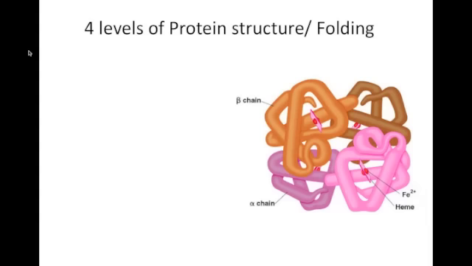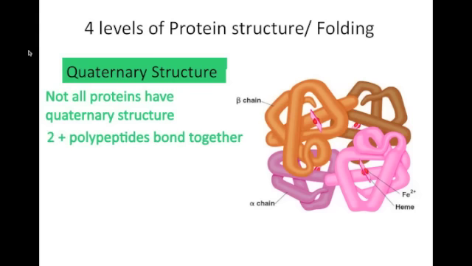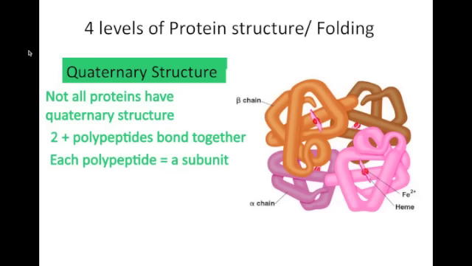The last level of protein folding is going to be the quaternary level. And actually, not all proteins are going to have this level. If a protein is only made of one polypeptide, it will stop at the tertiary level. The quaternary level is only when you have two or more polypeptides together. Each one of these polypeptides is what we're going to call a subunit.